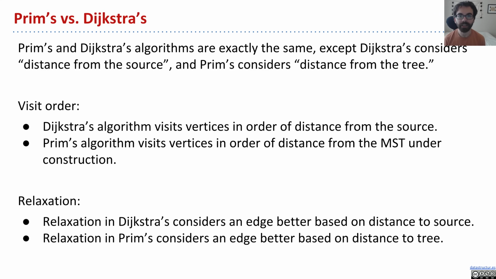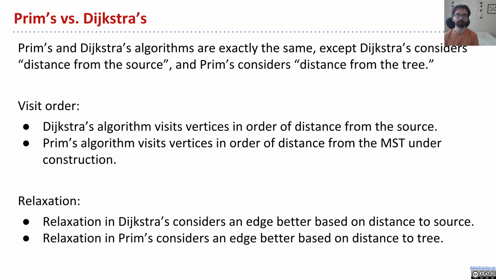What's kind of amazing about this alternate implementation of Prim's algorithm is that it is almost exactly the same as Dijkstra's algorithm. The only difference between the two is that Dijkstra's cares about the distance from the source, and Prim's cares about the distance from the tree that you're building. So for example, when it comes to visit order, Dijkstra's algorithm visits the vertices in the order of the distance from the source, and Prim's will visit in order of the distance from the tree.